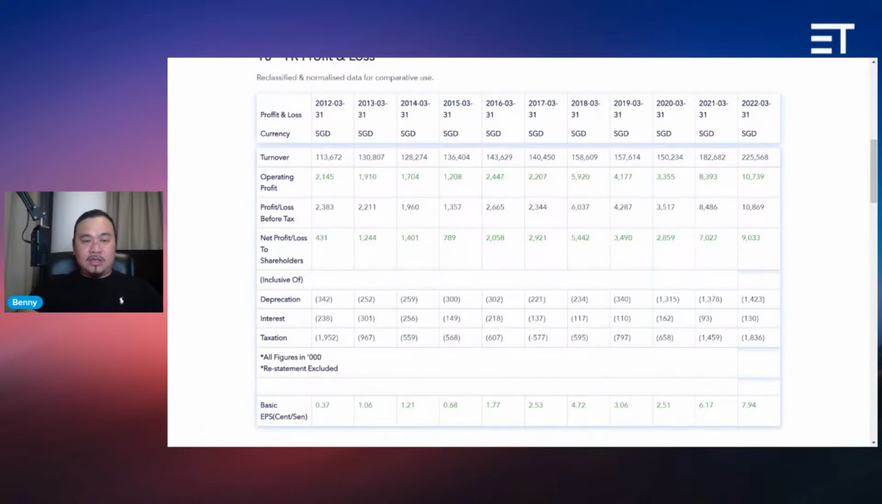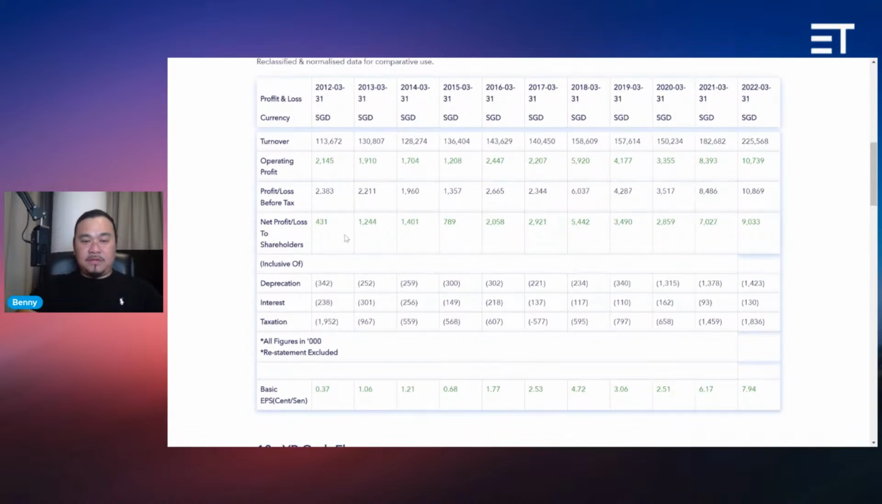So you can see the turnover has actually increased quite steadily. 10 years ago, the turnover or revenue was about 113 million, and today it is making about 225 million. If you look at profits, for example, it has risen. You look at profit before tax, 2.3 million has gone up to 10 million in 10 years. Net profit after tax, right?